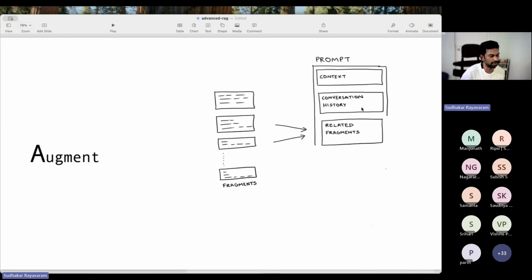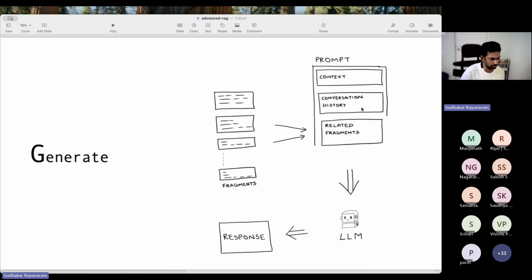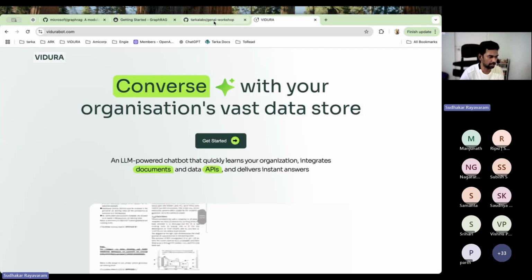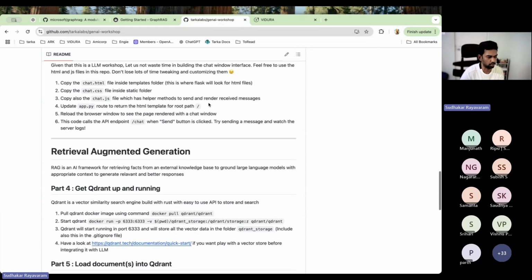So if you're able to do this, there are multiple ways of implementing it. There'll be vector databases needed and all that. But if you're able to do this, you have a base-level RAG. And for this, as I said, I'll share all these links after this. If you just run this workshop, you'll be able to pretty much do all that I've shown so far.